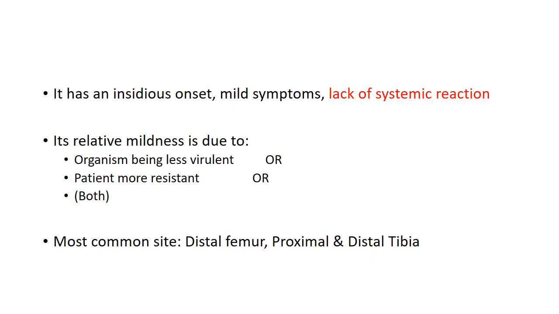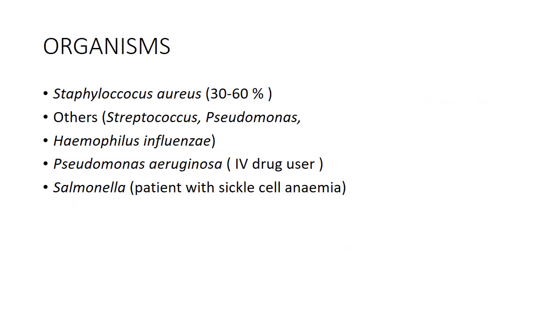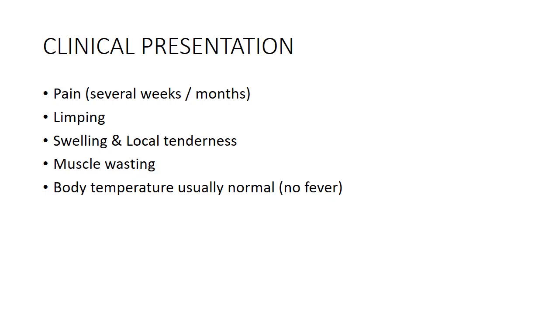The most common sites are the distal femur, and proximal and distal tibia. Organisms involved are most commonly Staphylococcus aureus, Streptococcus, Pseudomonas, H. influenzae, Pseudomonas aeruginosa in IV drug abusers, and Salmonella in patients with sickle cell anemia.